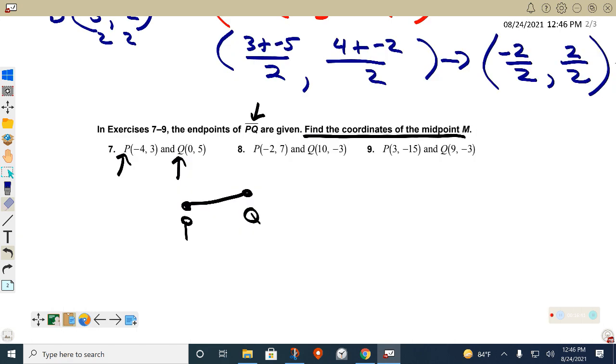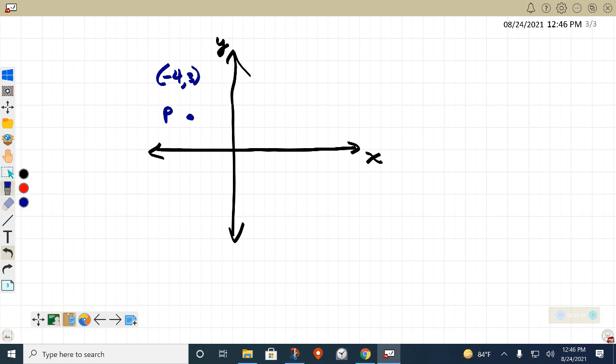And let me grab point Q. 0, 5. So 0 on x, so I don't go anywhere on the x-axis, but I go up 5. 1, 2, 3, 4, 5. 0, 5 is Q. Let me draw a line to them. Look, there's a little line. PQ, line segment PQ.